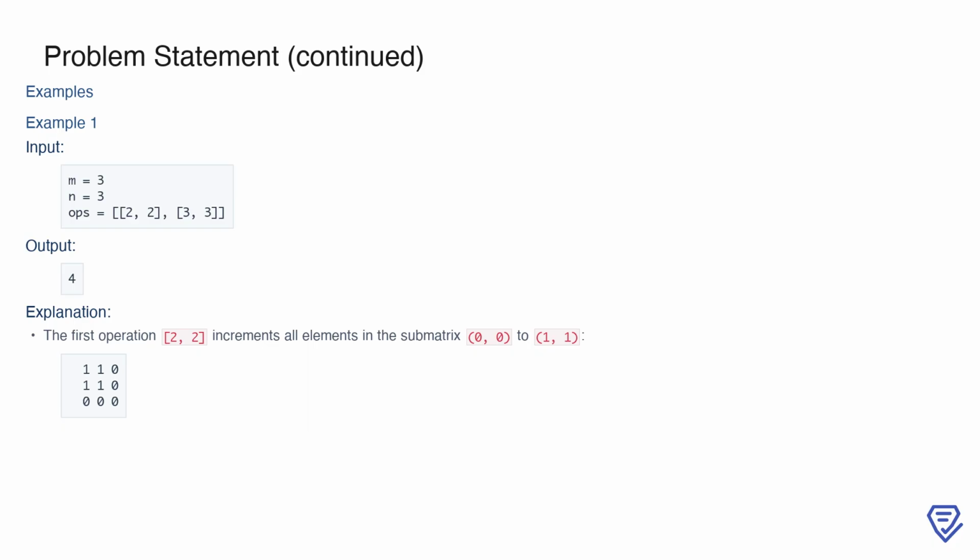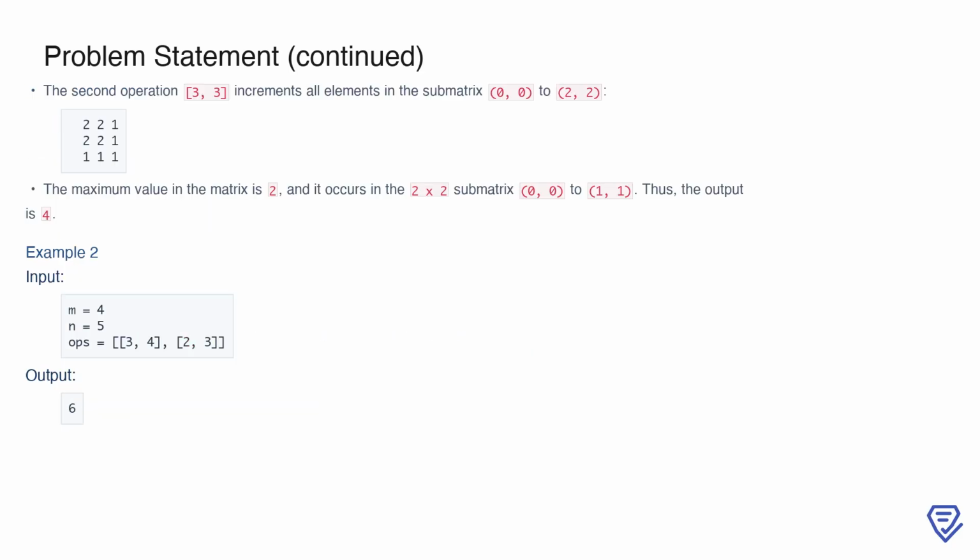Suppose the matrix has dimensions m equals 3 and n equals 3, and the operations are (2, 2) and (3, 3). For the first operation, (2, 2), we increase the values in the submatrix that spans from (0, 0) to (1, 1). This results in the following matrix: 1, 1, 0, 1, 1, 0, 0, 0, 0. The cells within this submatrix are incremented by 1, while the rest of the matrix remains unchanged.